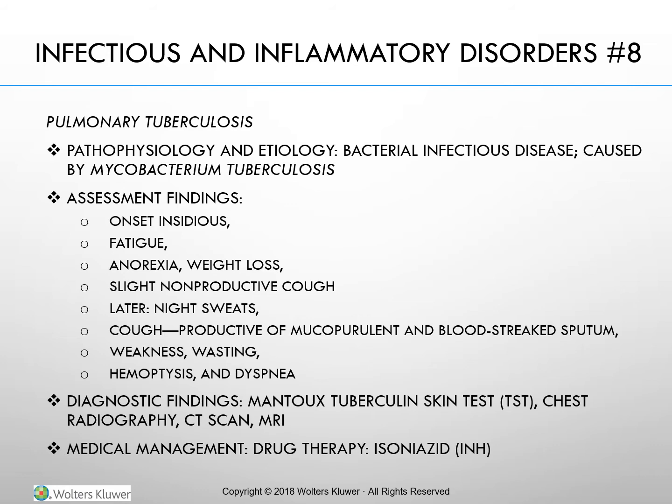Low-grade fever, particularly in the late afternoon, and night sweats are common as the disease progresses. The cough typically becomes productive of mucopurulent and blood-streaked sputum. Marked weakness, wasting, hemoptysis, which is expectoration of blood or bloody sputum, and dyspnea are characteristics of later stages. Chest pain may result from spread of the infection to the pleura.